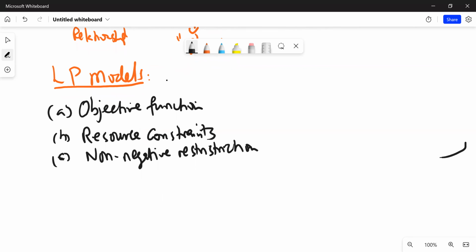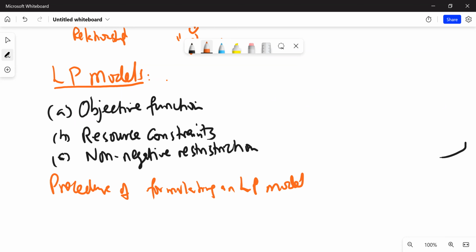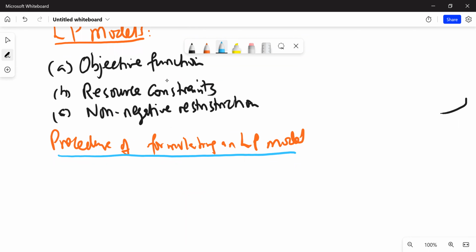So I'll not be repeating myself in this class. What I'll do, we'll just do it practically and see basically what happens. So what is the procedure of formulating an LP model? What are the steps that you follow for you to come up with an LP model? The first thing you do is to define what we call decision variables.